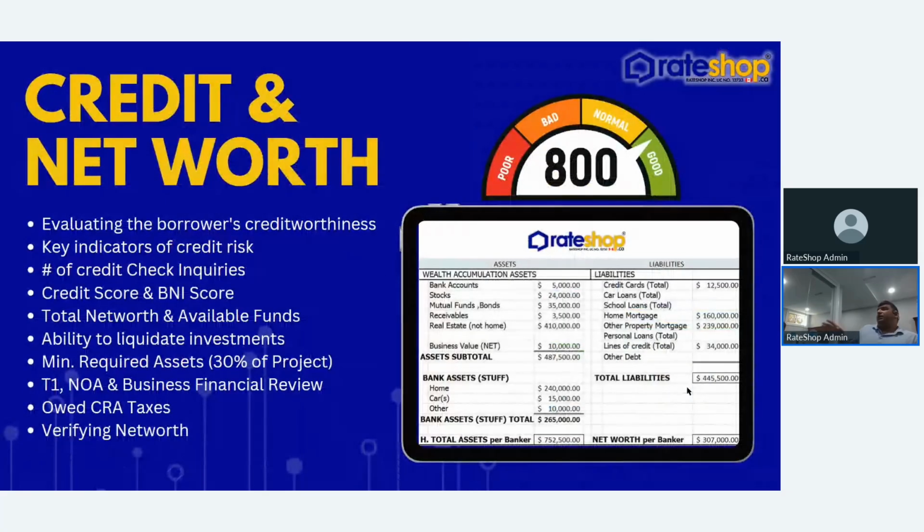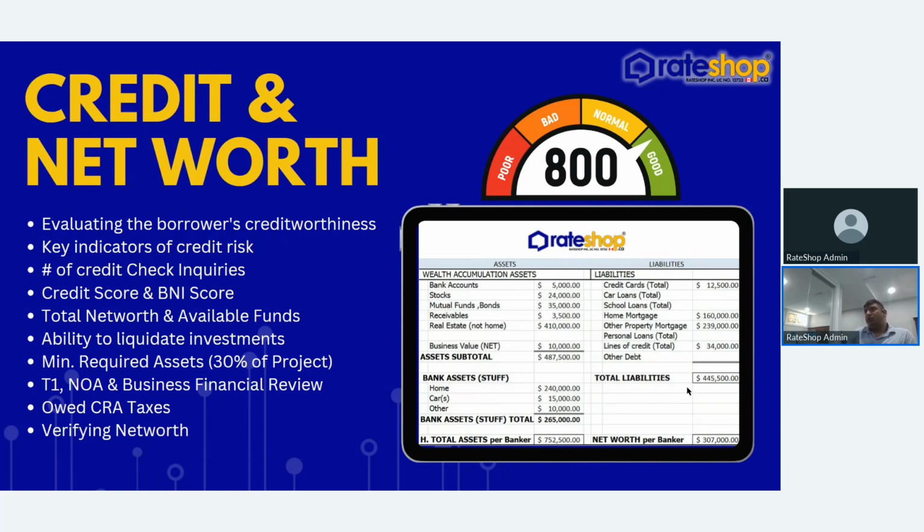On the right-hand side, you're going to notice the numbers that are charted out. This is a snapshot out of what we call a net worth statement. This is important to understand what your current liquid assets look like, for the purpose of a build, an acquisition, or even a refinance. The net worth statement and the credit are the two most important things to collect on a file when it's a commercial transaction. So let's go through the key indicators of what we need to assess a file.